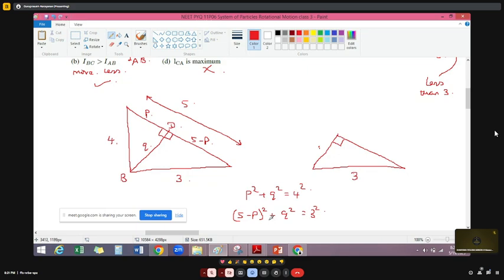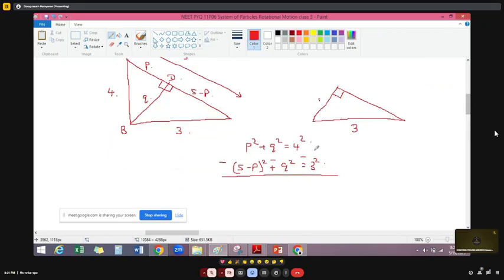Yes, sir. So you have to calculate. You can eliminate Q squared by subtracting, so that means Q squared goes away. And this will be P squared minus (5 minus P) the whole squared is equal to 4 squared minus 3 squared. Do the math and find out the P value. Once you find the P value, you can find the Q value. Are you following?